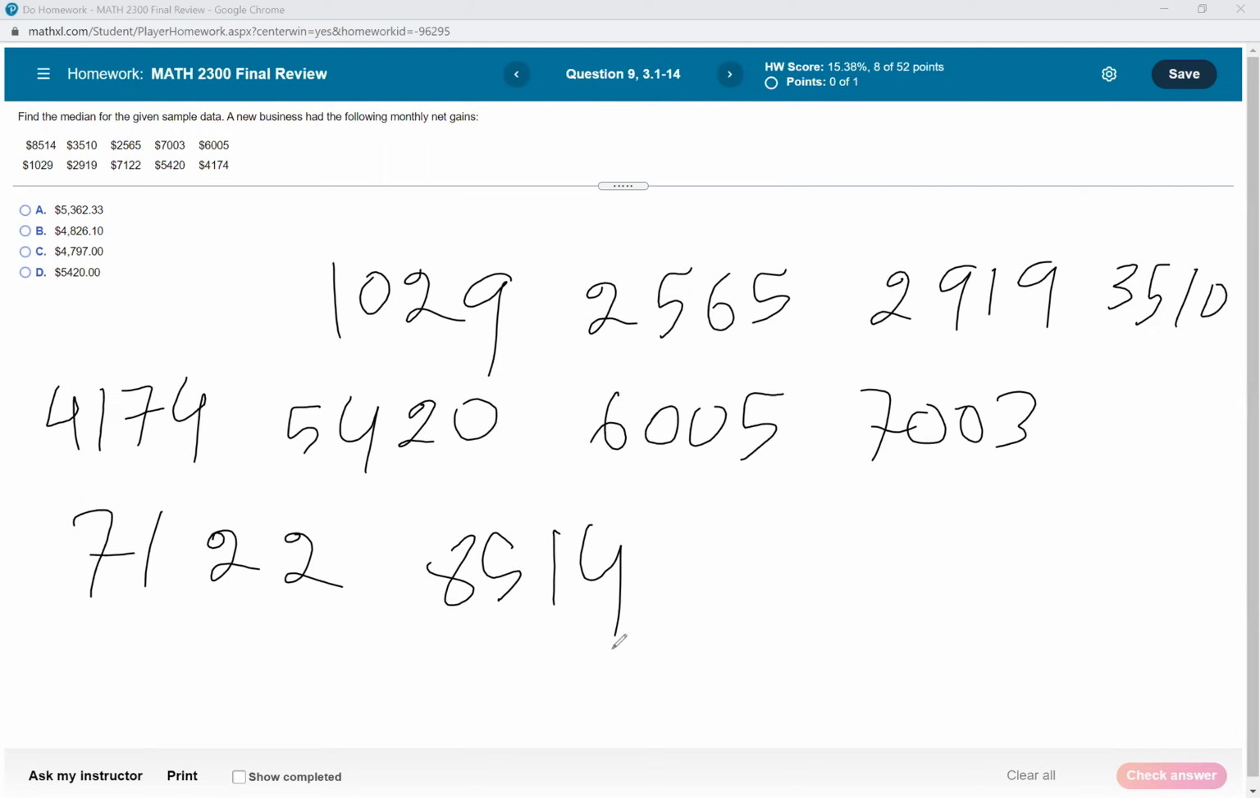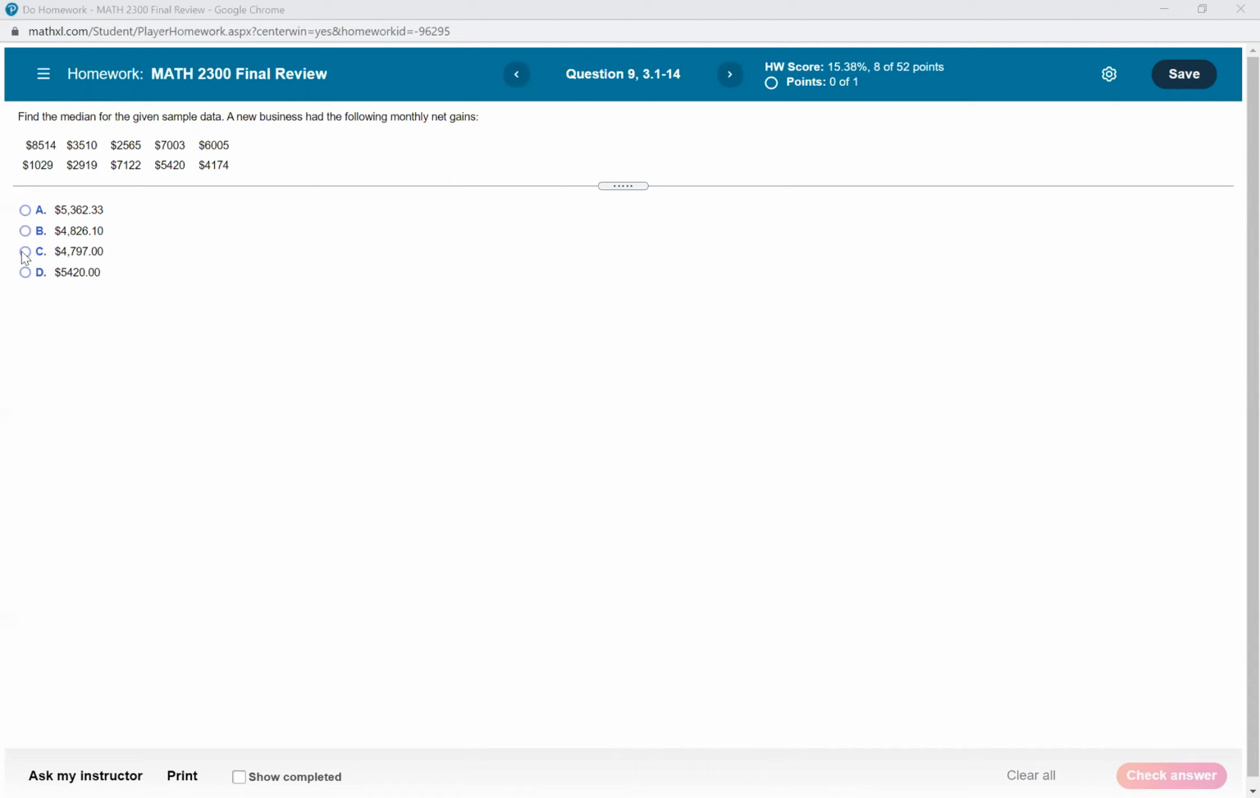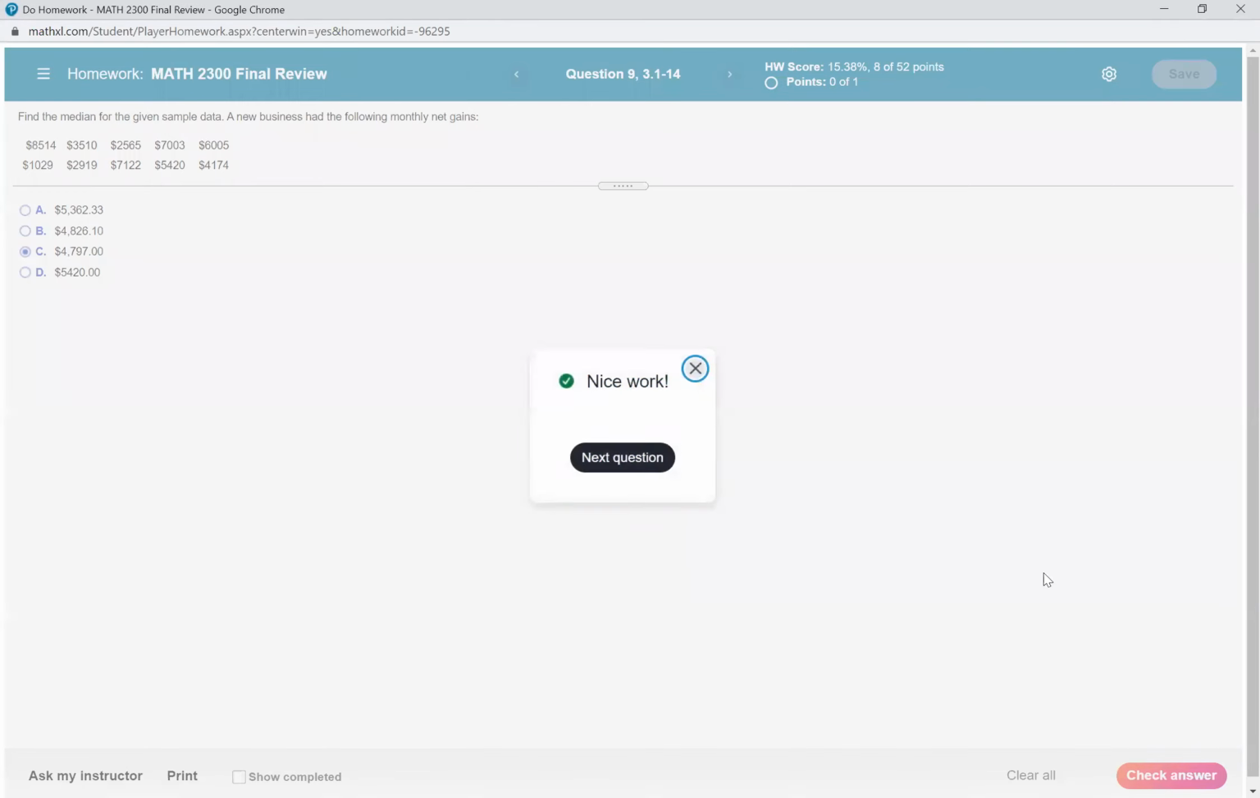So now we have 2 middle values, right? So these 2 numbers are in the middle. That's when the median will be the average of these 2 numbers. So you will add these 2 numbers, 4174 plus 5420, divided by 2. So this is 4797. So the median is 4797. Do not forget to rearrange them in order when you are finding the median. Okay, so this is 4797.